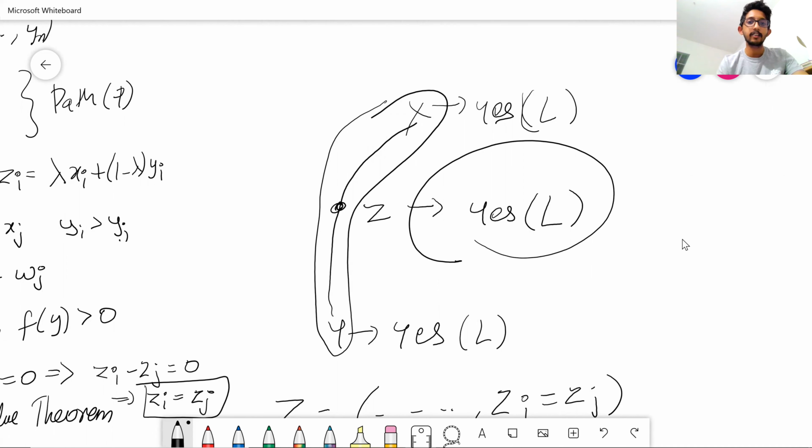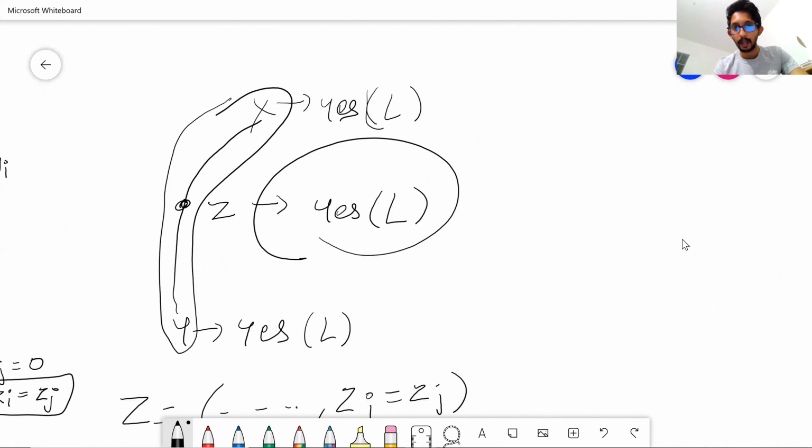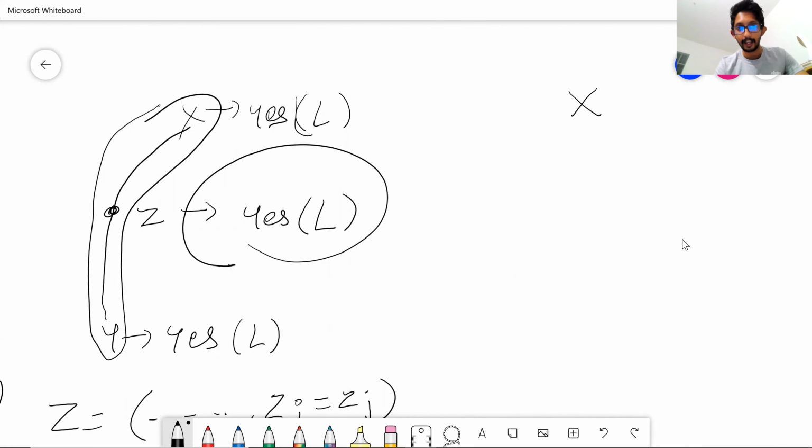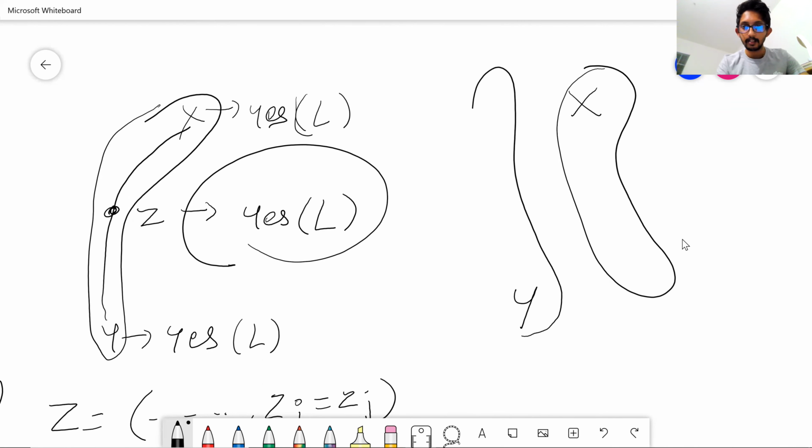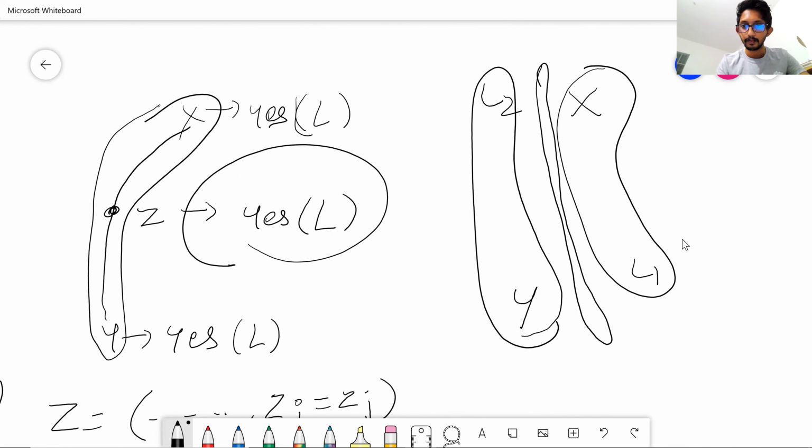That means x and y are yes, but they're not in the path called L. They're connected to each other via a different path. You can assume it like this. It's not mandatory, but you can just assume it like this. You have x, you have y, and this has this path, and let's say this has this path. This is L1, this is L2. And you have this path of z, and let's say this is L3. This is z. Now you are connected like this.